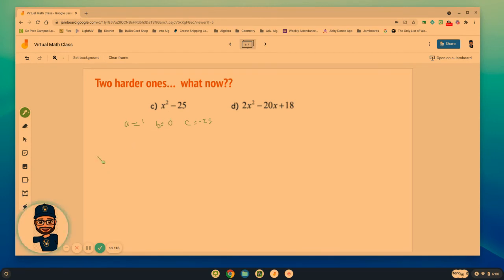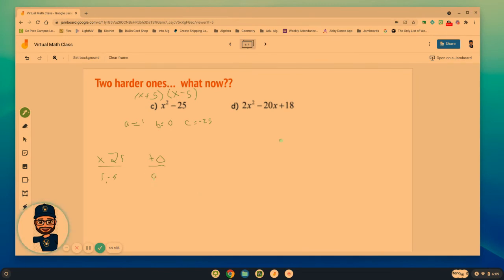So I'm looking for two numbers that multiply up to negative 25, but at the same time they add up to what's in the middle, which is 0. How do I get two numbers to multiply to negative 25 but add to 0? Well, that would be a positive 5 with a negative 5. And so we could say x plus 5 times x minus 5. X plus 5 times x minus 5.